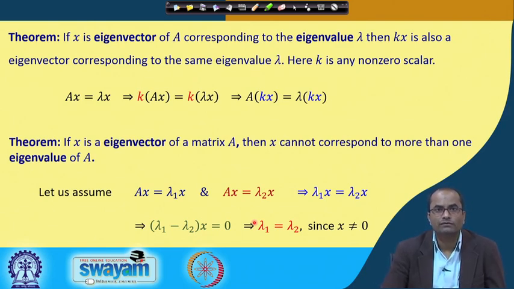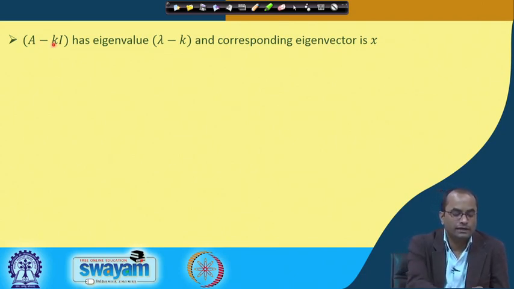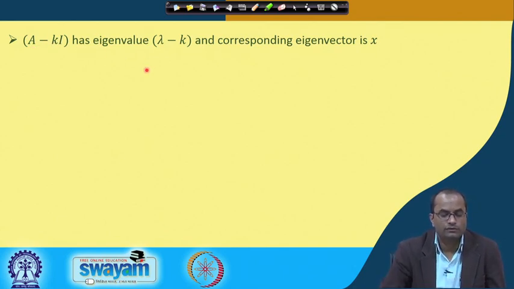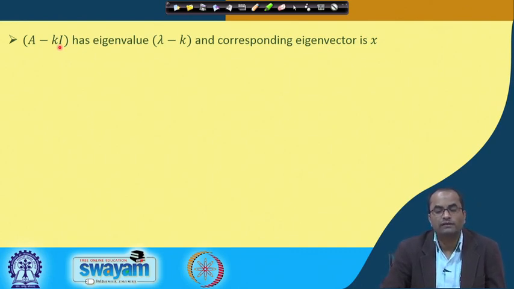Here, A minus kI has eigenvalue lambda minus k and the corresponding eigenvector is x. So, another result says that for A minus kI, if we subtract k from the diagonal entries, the eigenvalues of this new matrix will be lambda minus k, and the corresponding eigenvector will remain as x.